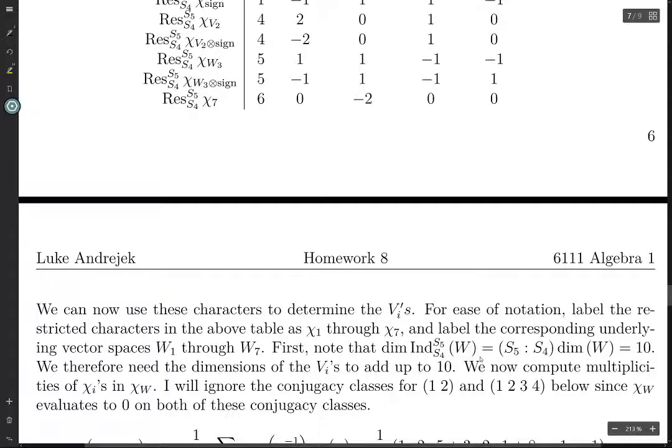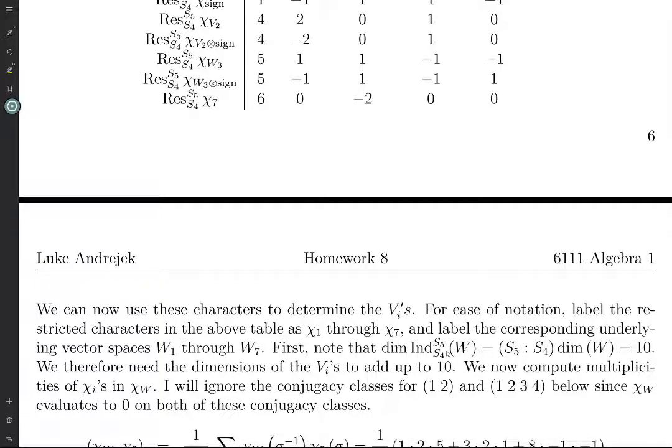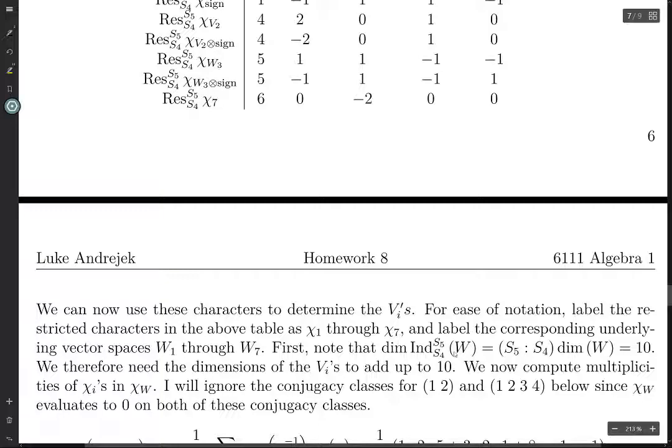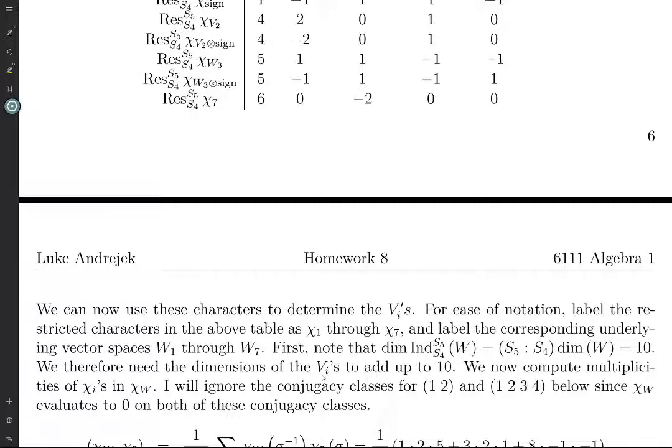Well, we've proven the formula for this. It's the dimension of the thing we're inducing times the index of the subgroup. So S5 has order 120, and S4 has order 4 factorial, which is 24. And you divide that, you're going to get 5. And then W, we said already has dimension 2, and so it's 5 times 2, which is 10. So we need the dimensions of the Vi's, the sub-representations of this induced representation, to add up to 10.